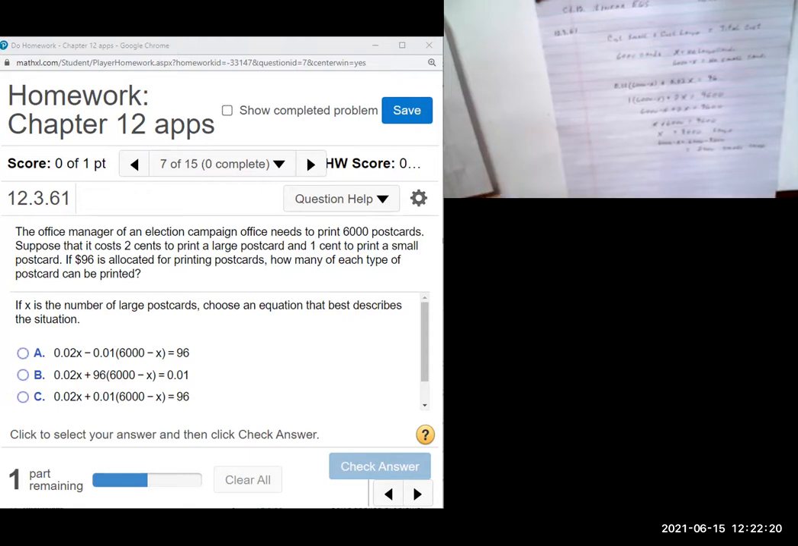So when you're working with word problems, yes, they can be challenging. You have to understand them. You need to read the problem several times and break it down into small pieces. And when you do that, then it becomes easier and easier, especially with more and more practice.